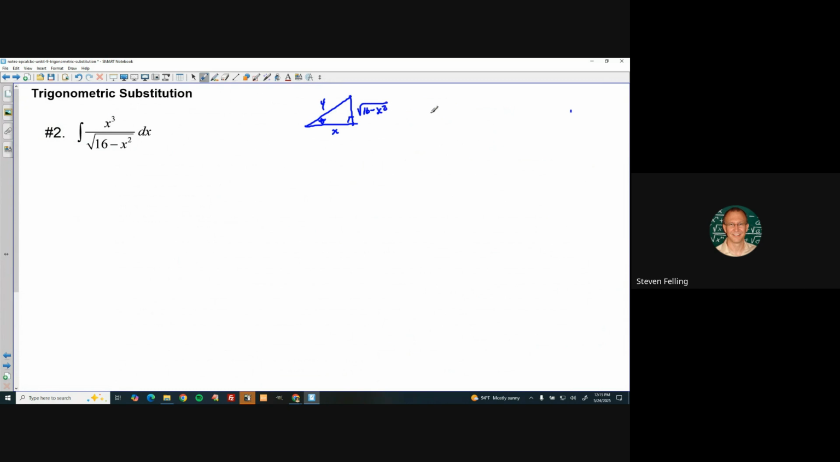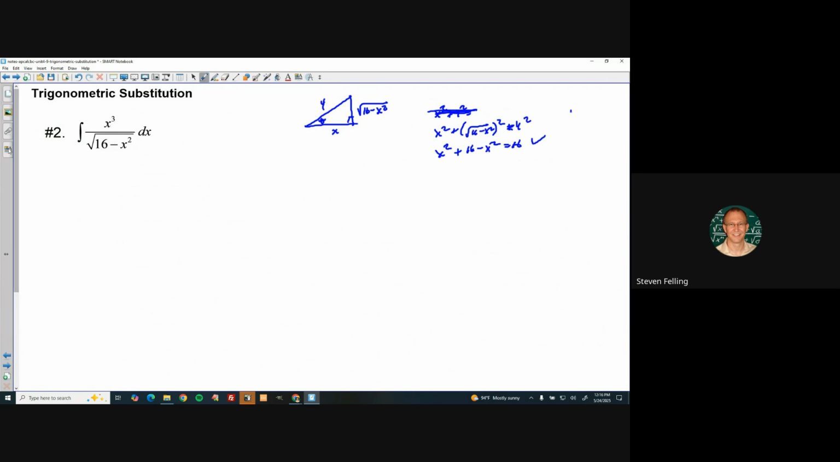just to double check, x squared plus the square root of 16 minus x squared, squared, has to equal 4 squared. Is that true? X squared plus 16 minus x squared equals 16. Sure enough, that's true. So we've got this right. You can always see if this is set up right by checking it with Pythagorean. All right, so here we go.